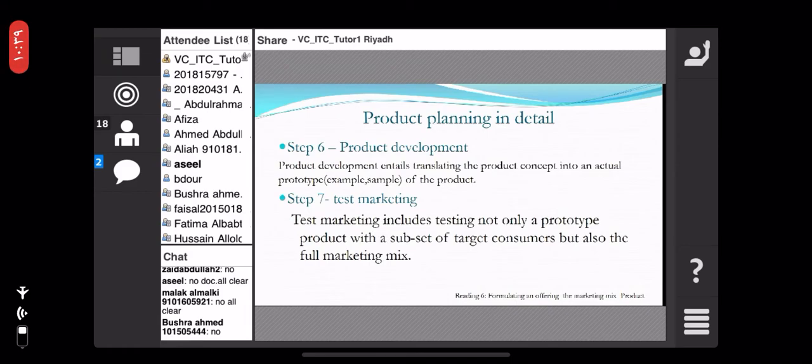Test marketing includes testing not only a prototype product with a subset of target consumers but also the full marketing mix. When we say test marketing, it does not include only testing the sample or example. Basically, it's testing of the whole, the full marketing mix. The full marketing mix means the 7 P's, or could be the 4 P's, that is product, place, price, and promotion.